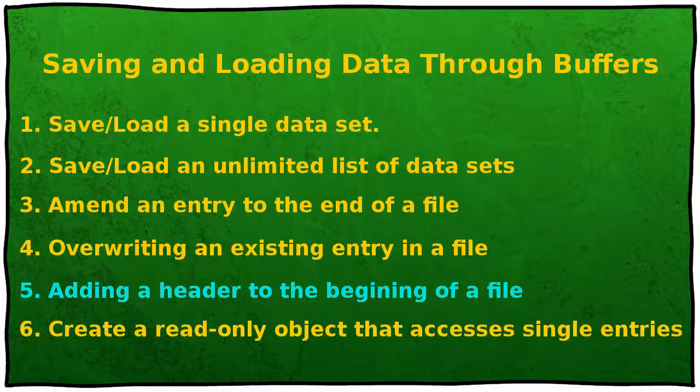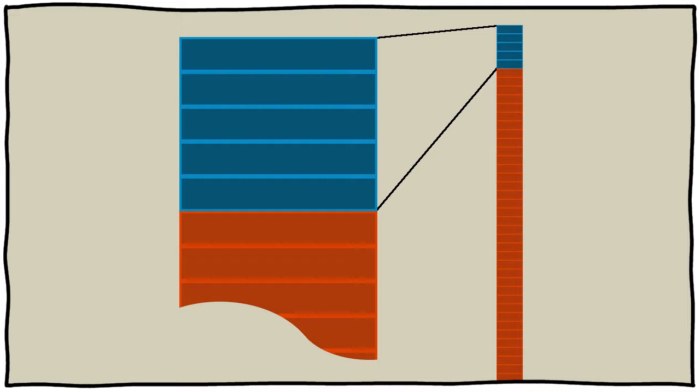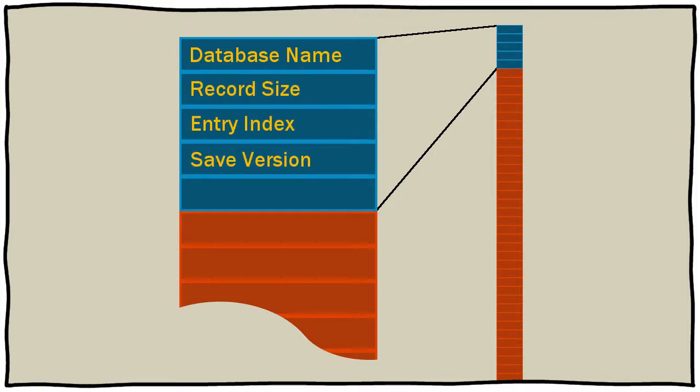So now we're going to add a header to the beginning of the buffer. This will contain information about the file we're loading. In this case, I'm going to add the name of the database, the size of the record, the entry index for amending, the version number for the save file signature, and the position to start reading the main body of the data from. This will all go into the start of the file in its own little section, and then the main data will be written afterwards.